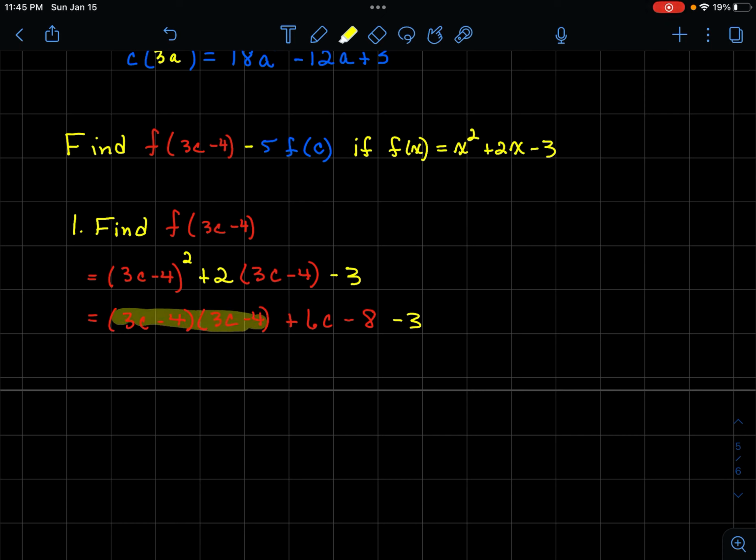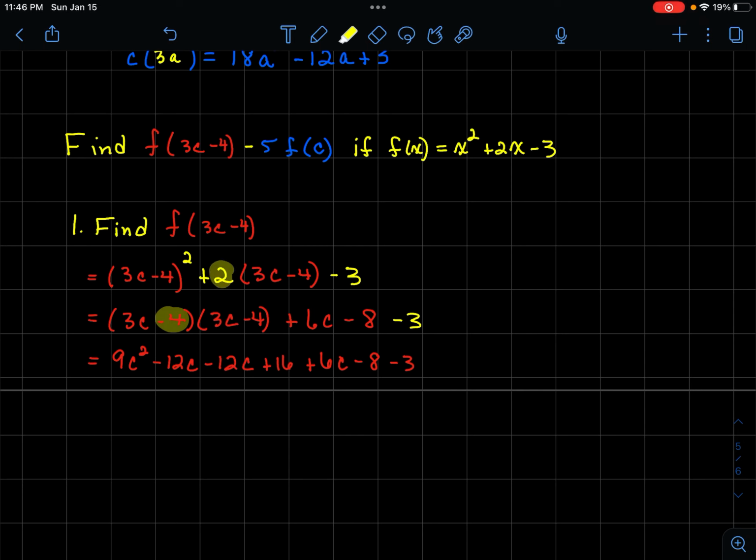And then we got to FOIL out these two parentheses that are here. When you FOIL out the 3c minus 4 times itself, you're going to get this result right here. 3c times 3c is 9c squared. Then you take the 3c times the negative 4, which gives us the negative 12c here. Go to the inside terms. Negative 4 times 3c gives us our other negative 12c. And then our last two terms, negative 4 times negative 4 gives us our 16 that is here.